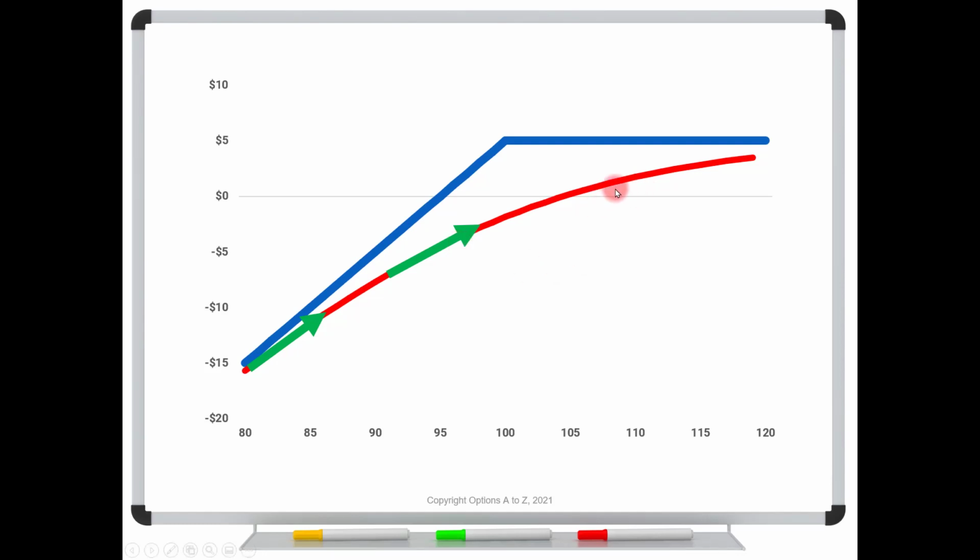What happens if the stock comes up here maybe to 110? Do you see how this red line is getting a little bit flatter? And finally, if the stock comes way out here, let's say past 120, eventually we would see that this red line would be perfectly flat.